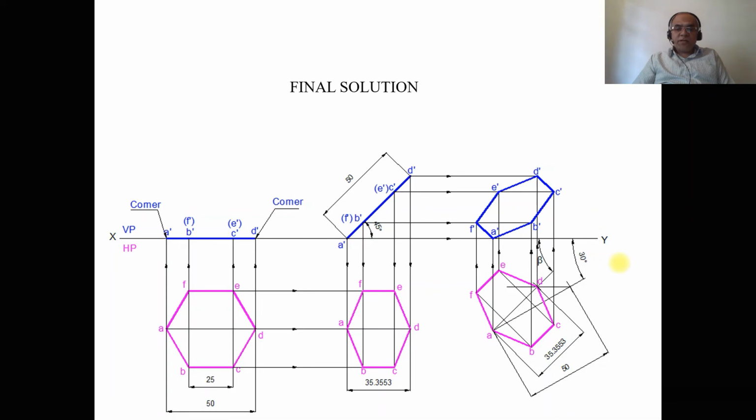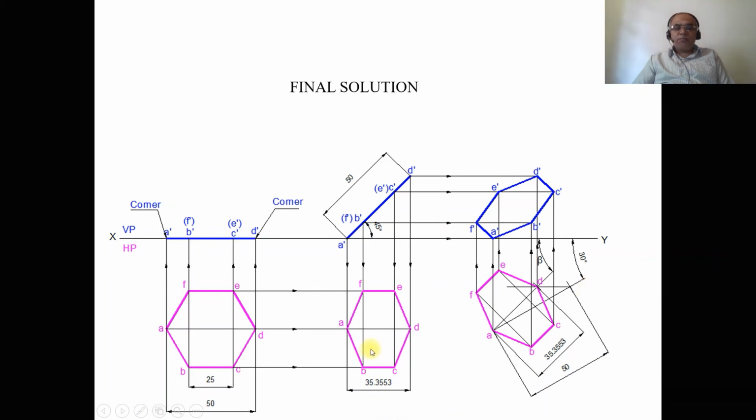So the true length of the diagonal, which is AD, will be from A to D here. By using the compass, you measure the distance from A to D, which will be equal to 50. With A as center, cut an arc on that 30-degree line. Once you get that, from this point you draw a horizontal thin line. So you are drawing the locus now.